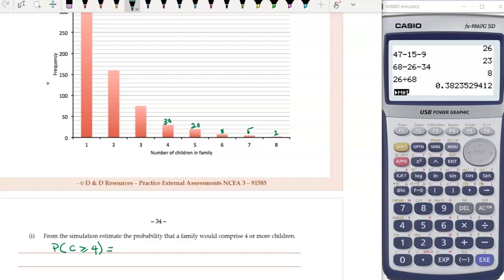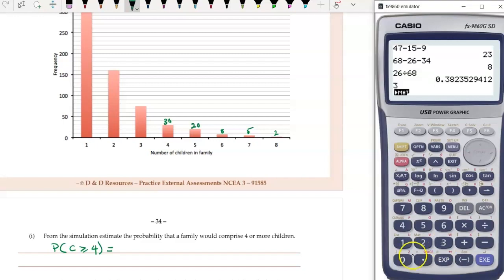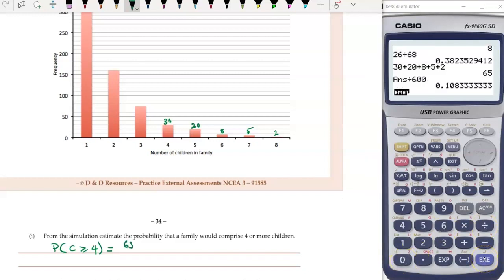You'd be allowed some leeway from reading off of those diagrams there. So if you'd put maybe a 1 instead of a 2, that would be fine. Similarly with the 5 and the 8, because they're not sitting exactly on a line. So 30 plus 20 plus 8 plus 5 plus 2 gives us 65, divided by the 600 trials is a decimal of 0.1083.